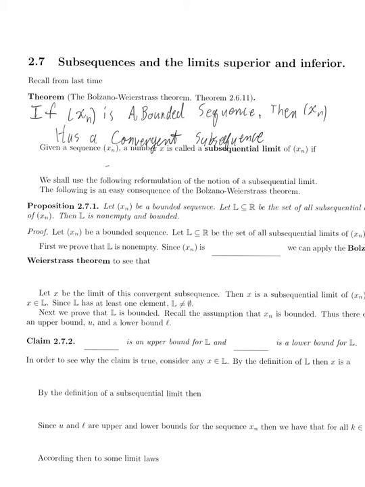Well, what does a convergent subsequence mean? A convergent subsequence means something of the form x sub n sub k, where n sub k itself is a strictly increasing sequence of natural numbers.